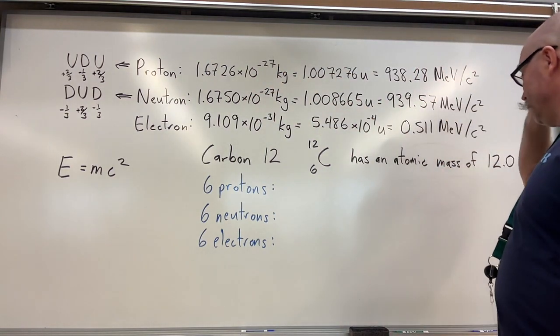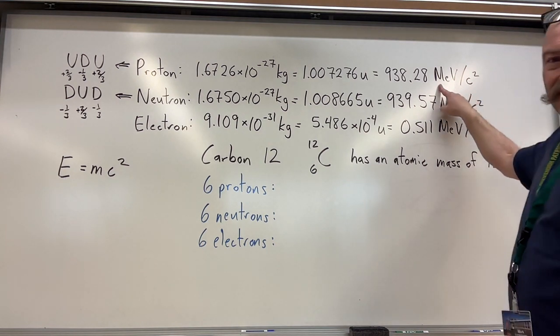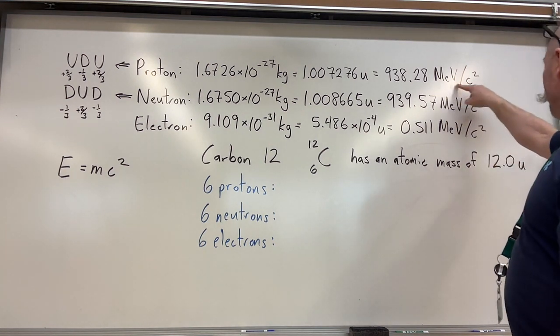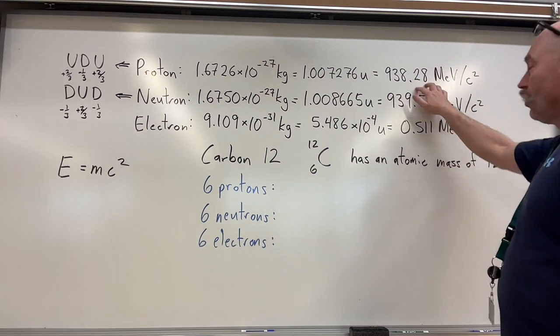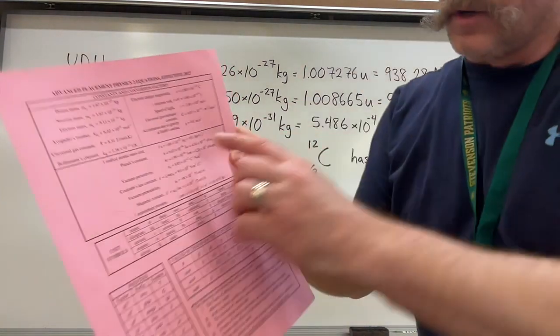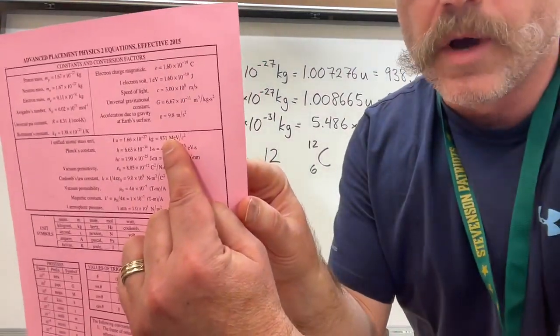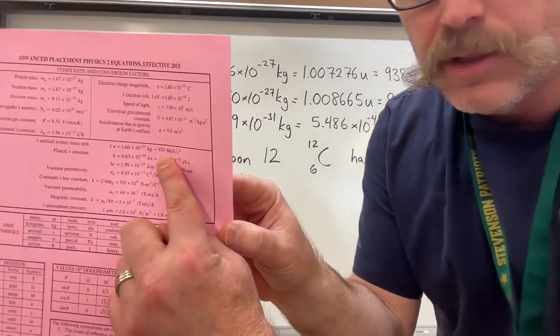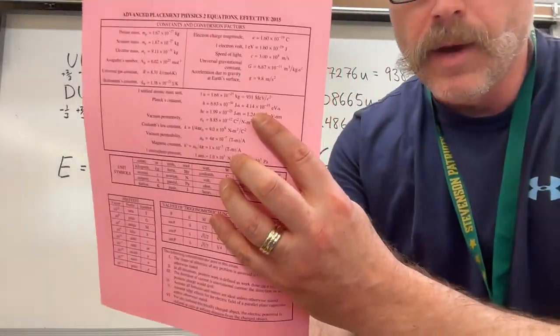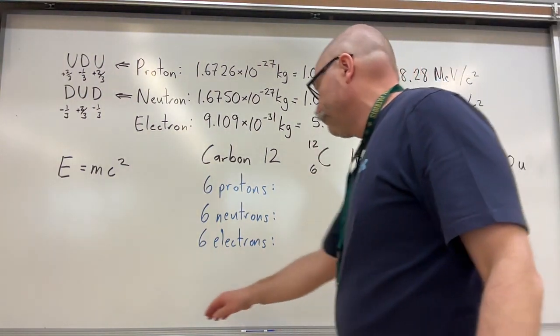And then this one, and you might look at this one and go, wait a second. Mega electron volts over c squared? What the heck is happening here? Well, here's where that comes from, and just so you guys know, this is on your formula sheet as well. You can see that, hey, one atomic mass unit is equal to 931 mega electron volts divided by c squared. Here's where that comes from.